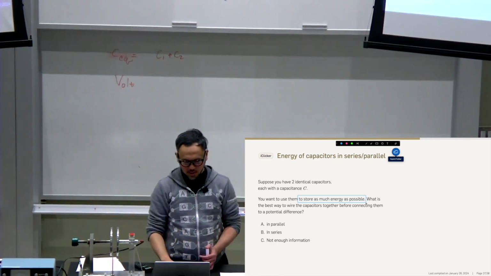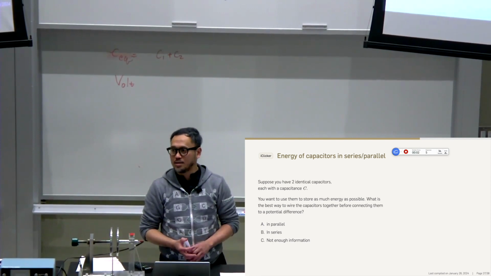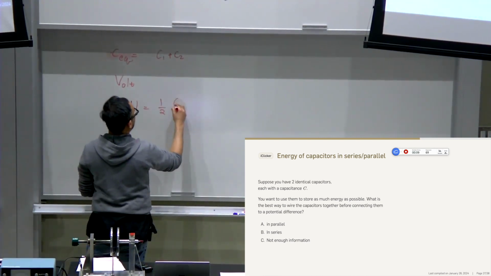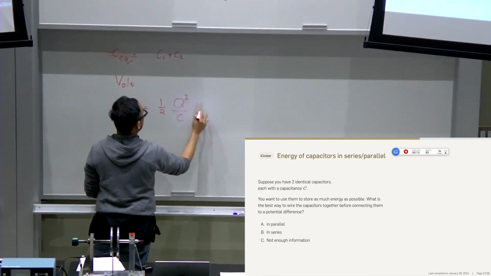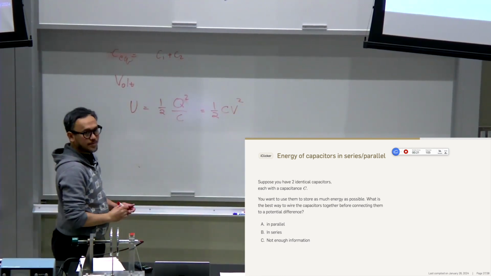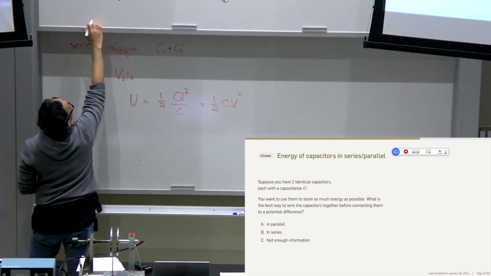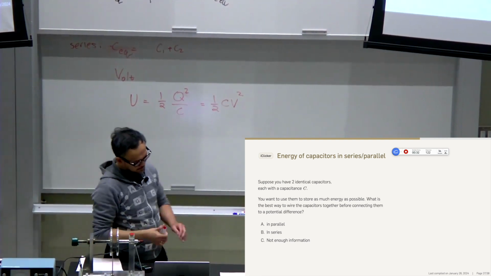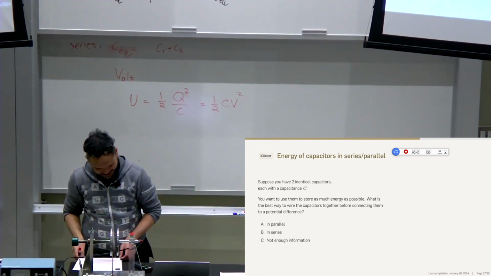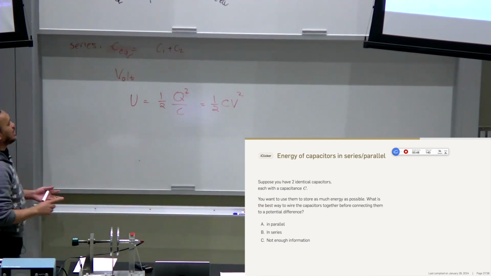So what is the answer to this question? So I'm going to push this to iClicker. Okay. You can do this with your neighbors. So the energy is 1/2. Make it bigger. This is in series. This one is in parallel. So the options are in parallel, in series, or not enough information. So V is the same for both cases.